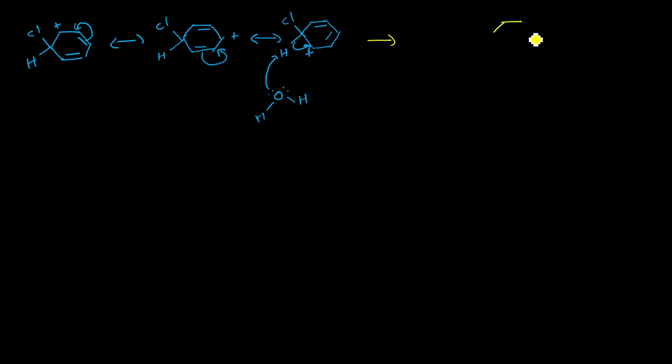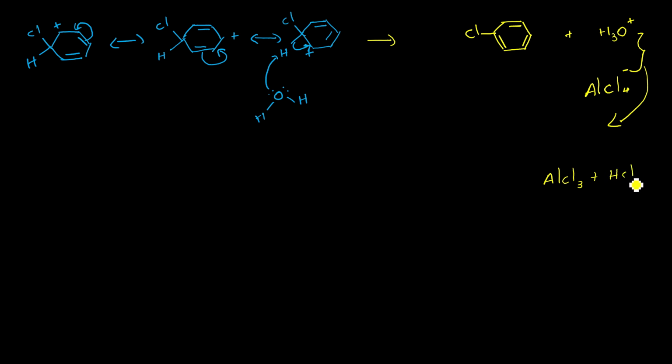Now we have this kind of structure. The original benzene ring, the aromatic ring, is formed with the chlorine in it. The hydrogen is broken away, and don't forget we have AlCl4 minus. Now this H plus, or hydronium, and this AlCl4 minus can react together to form back AlCl3 and HCl. So we have our final product. This is our chlorobenzene.